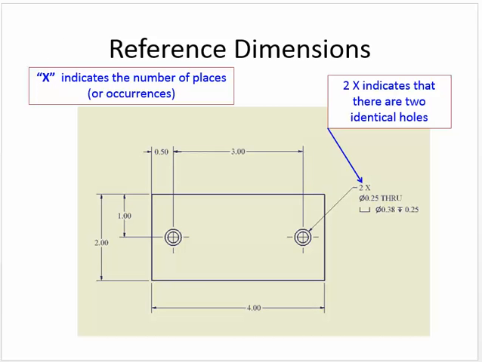Okay, there's two more things I want to go over. X typically means something's repeated. On here, they give the dimension for this hole and say 2 times, which means it's this hole and this hole. Down here, you see the symbol that we'll use for drill bits.